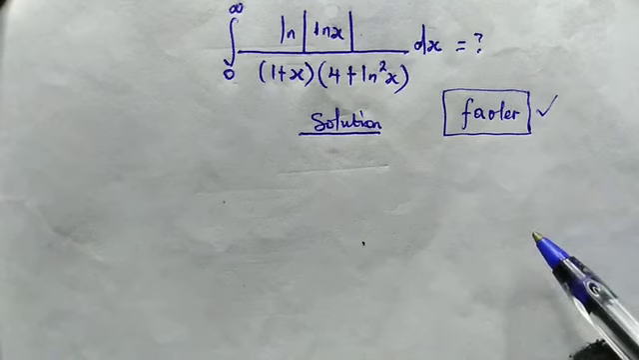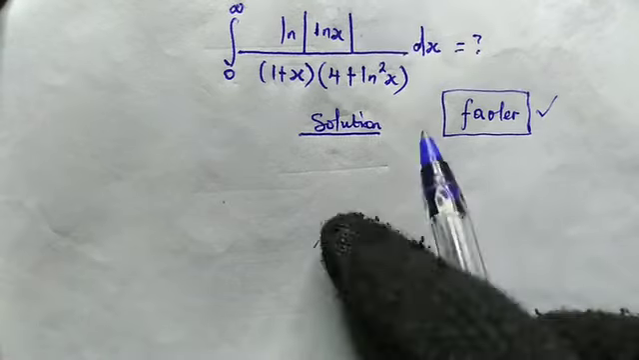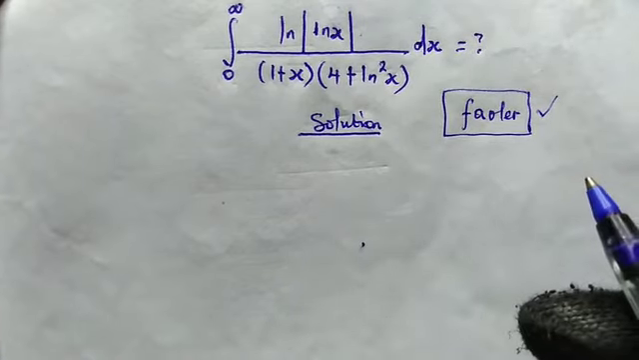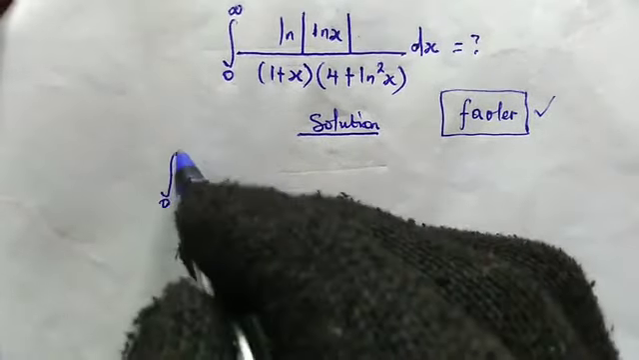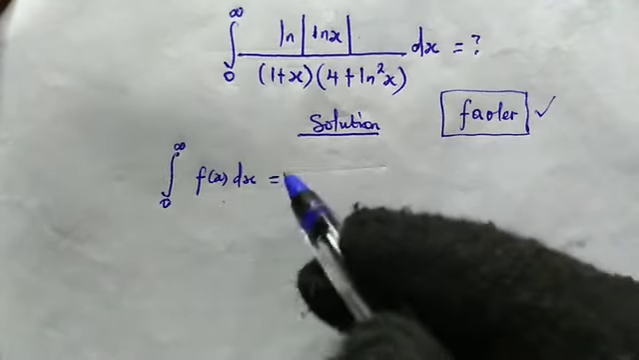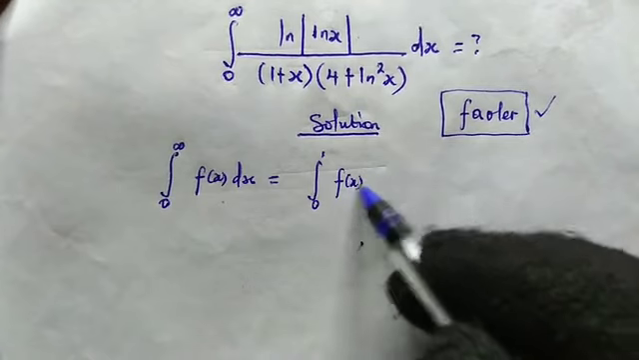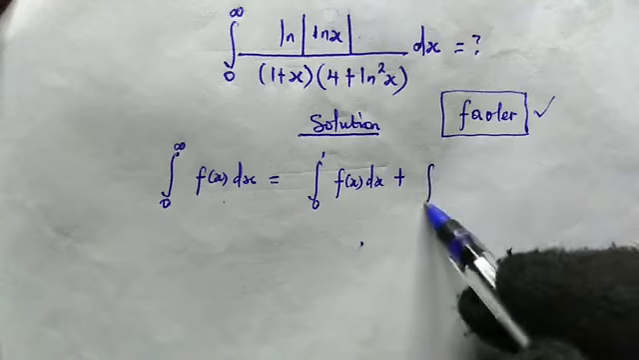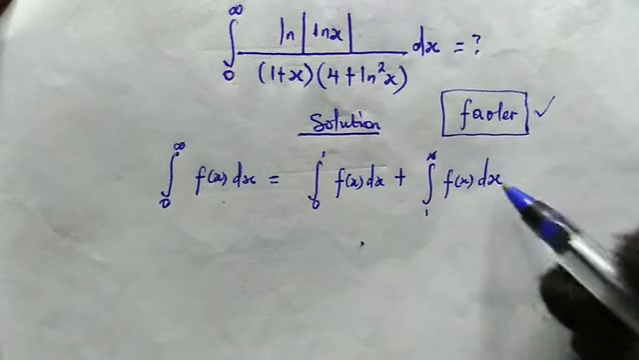Then let's see how we are going to evaluate this improper integral. Before we proceed, we need to take note of an integral property, which is really going to be very cool here. We have the integral from 0 to infinity of a function of x dx. We can break this down as the integral from 0 to 1 of this function of x dx plus the integral from 1 to infinity of this function of x dx.